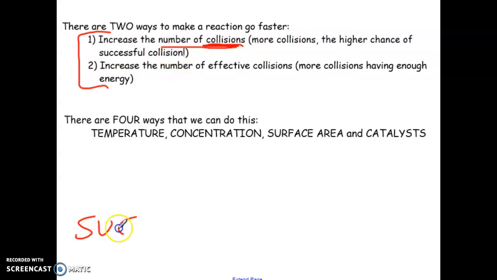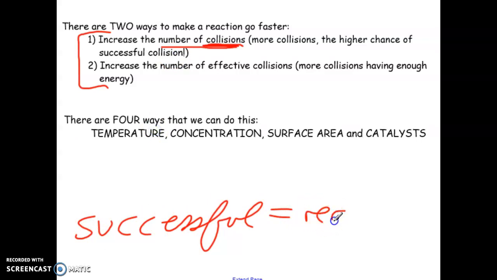So remember, when I say a successful collision, what we're referring to is to have a reaction occur, right? When I say that the two particles collided and it was successful, it means we saw a chemical reaction. So we can increase the number of times that they're going to collide, because the more times particles collide, you have a better chance of having a chemical reaction happen.